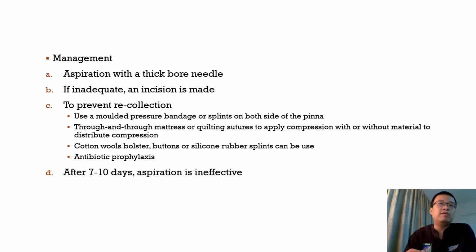So what can you do about that? You can use pressure bandages or splints. You can use a through-and-through mattress or quilting suture, with material as you compress it. We can use things like cotton wool bolsters, dental rolls, buttons, silicone rubber splints. But we need to give antibiotic prophylaxis. And usually after 7 to 10 days, the aspiration is ineffective.